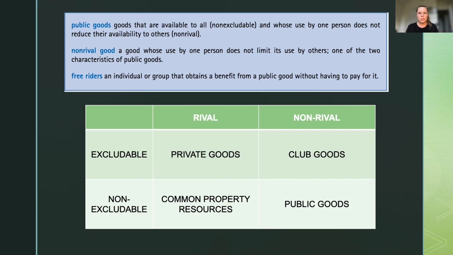On a similar note, we want to talk about another kind of good that is also non-excludable. This kind of good is a public good. Public goods are available to everybody, non-excludable. But the use by one person does not reduce the availability to others, therefore non-rival. So you might be asking yourself, what's the problem? We're not going to see tragedy of the commons like we did with common property resources, but we are going to see free riders, individuals or groups that obtain benefits of public goods without having to pay for them.